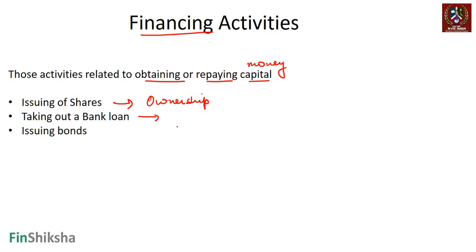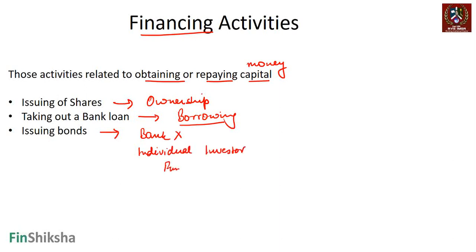When we say taking out a bank loan, we are basically saying that you are going to a bank and borrowing money from a bank. You're going to the bank and saying, please give me some money so that I can run my business, right? Issuing bonds, right? Bonds are kind of borrowings only, but just that instead of a bank, you're going to either individual investors or you are going to some fund manager, right?